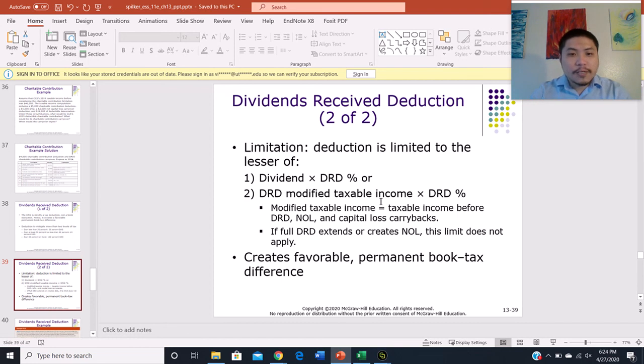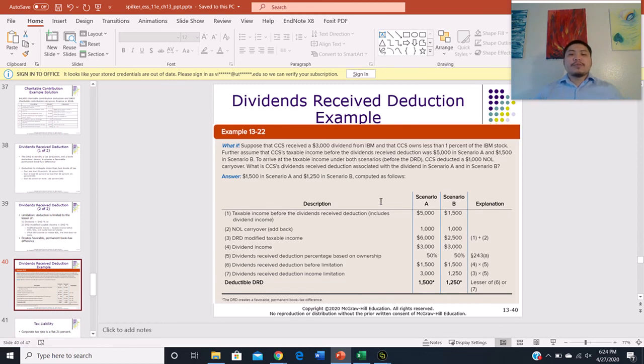So let's look at one of the examples here. This example says, suppose that CCS, the corporation, received a $3,000 dividend from IBM, and that CCS owns less than 1% of IBM stock. So we know the DRD percentage is going to be 50%, because CCS owns less than 1% of IBM stock. Let's further assume that CCS taxable income before the dividend received deduction was $5,000 in scenario A and $1,500 in scenario B.